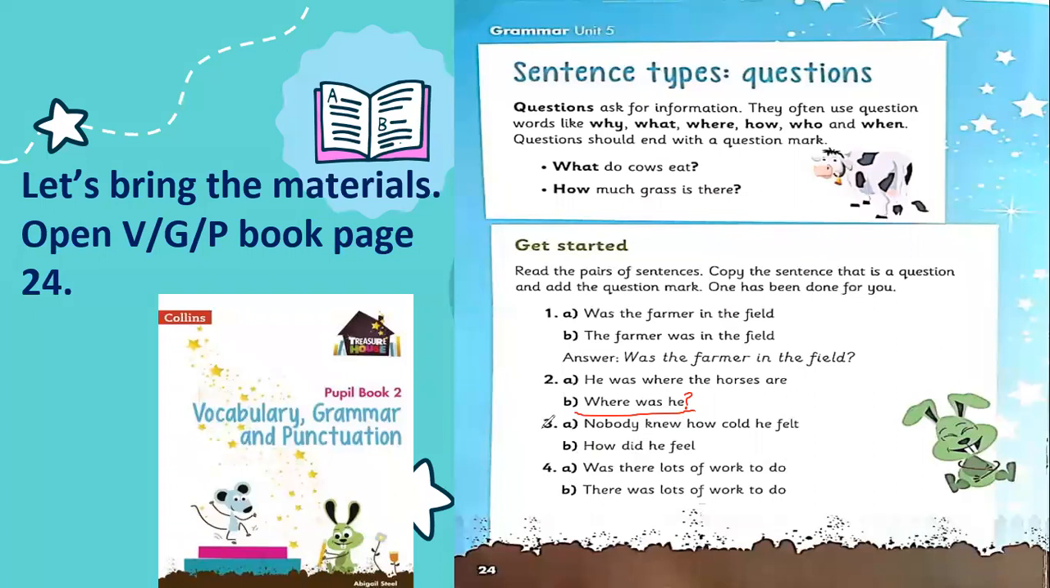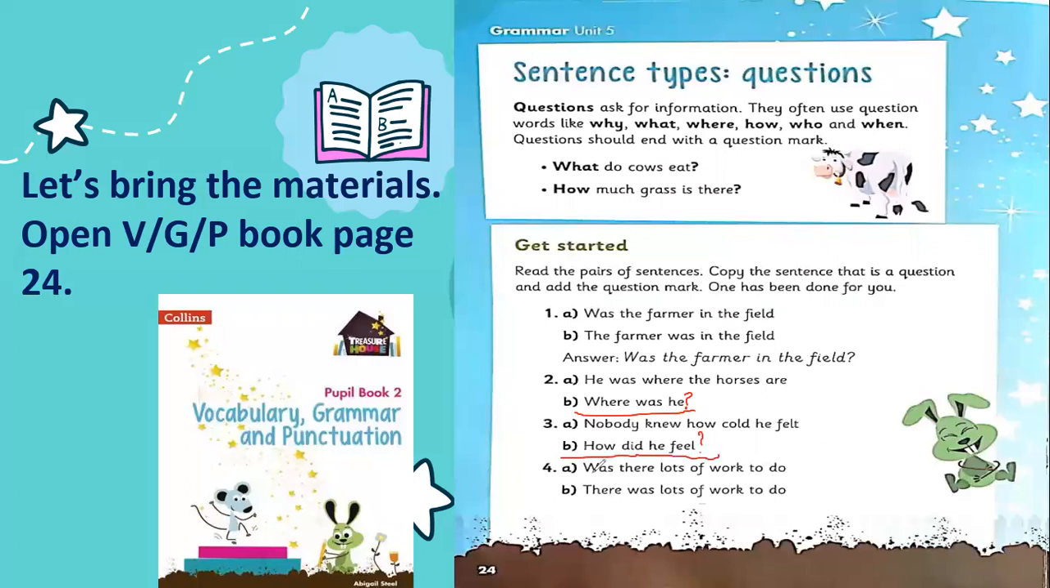So number 3, B says, nobody knew how cold he felt. So A says, how did he feel? Can you see the question there? How did he feel? And this will be a good response: nobody knew how cold he felt. Okay, so what do we do? We underline it. Very correct.